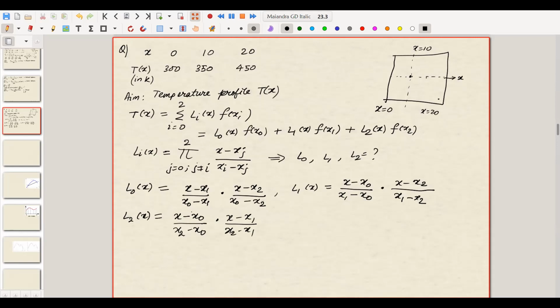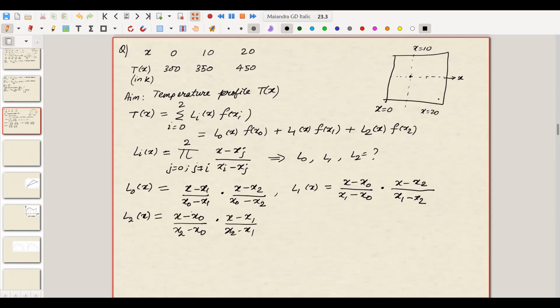So now there is an important observation to make. Just by calculating this, we are not doing just calculation, but making an important deduction physically. So observe that these Li's, they don't depend on temperature. They only depend on the position x. Do they depend on temperature? They depend on x. x is the position. So this is one of the important points. Whatever Lagrange polynomial you take, it won't affect this.